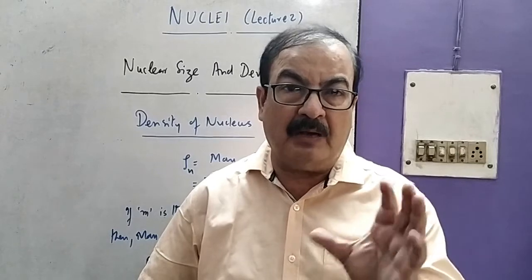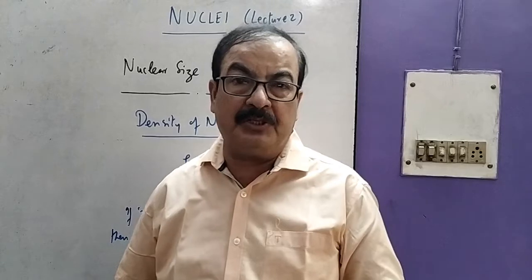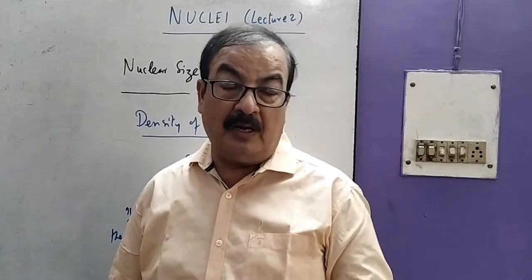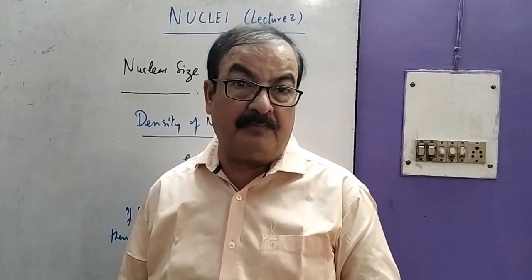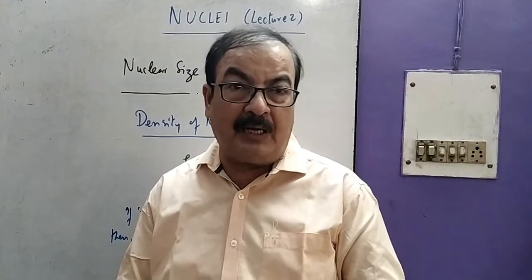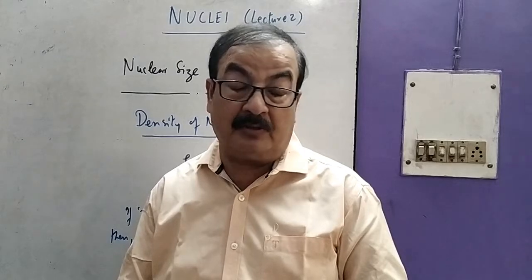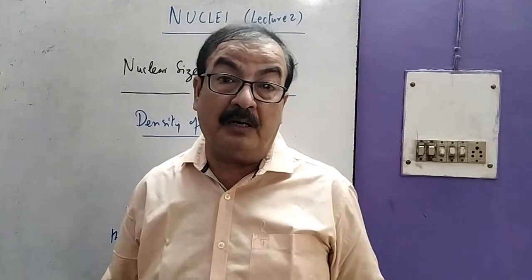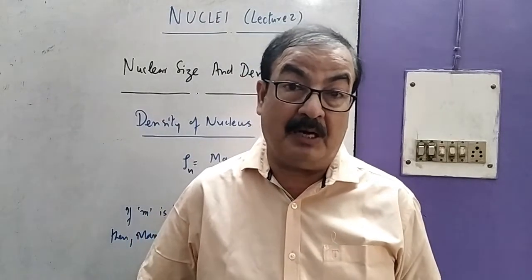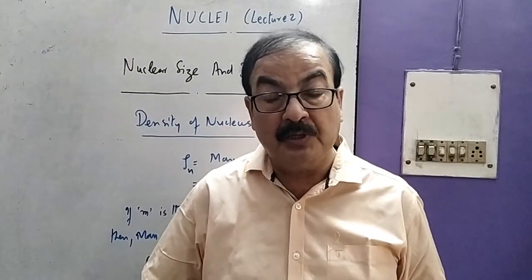First, we have to find out the average mass of a nucleon. You know that the nucleus consists of nucleons, neutrons and protons. We find their average mass and multiply it by the atomic mass number, that is, the mass number. Why? Because mass number gives the total number of nucleons.